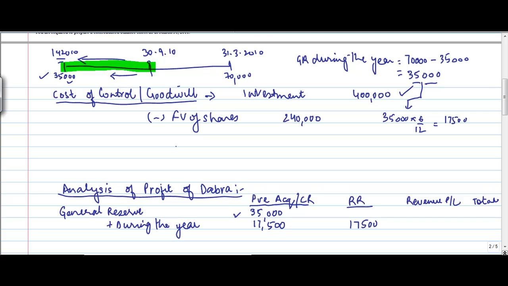I just need to draw a line out here to ensure that I'm not encroaching into the other calculation. So general reserve of 70,000 is split at 35,000 pre-acquisition, 17,500 during the year, which is the pre-acquisition period, and 17,500 is the revenue reserve.